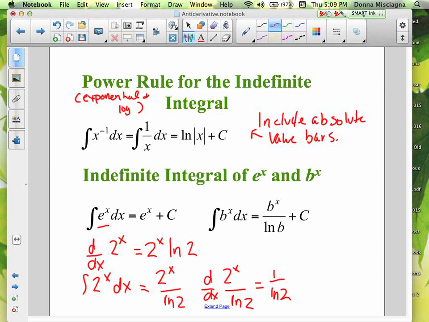That constant multiple is just going to stay. When I take the derivative of some function times natural log of 2, I'm going to have some function times 1 over natural log of 2. I'm still going to have that 1 over natural log of 2. That's just a constant multiplier, times the derivative of 2 to the x, which would be 2 to the x natural log of 2. And look at that, those cancel out. And that gives me 2 to the x, which was the one I started with.